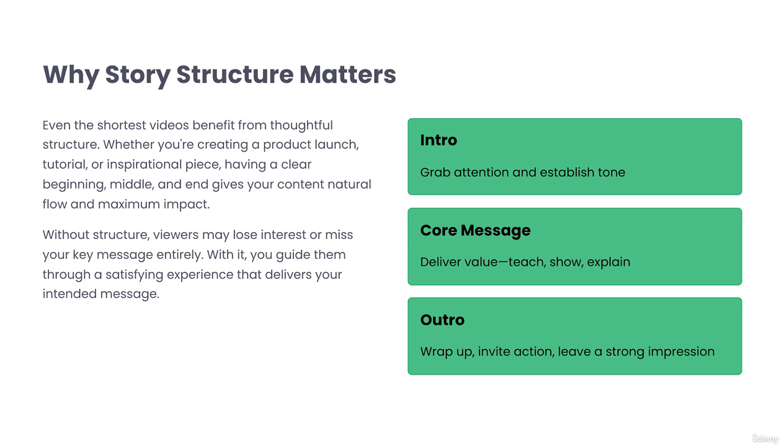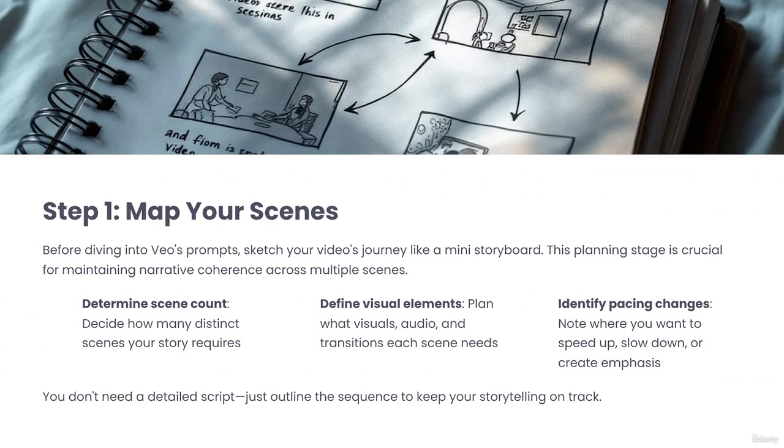Step 1. Map your scenes. Before prompting, sketch out your scenes like a mini storyboard. Decide how many scenes you'll need, what visual or audio elements each scene requires, and where you want transitions or changes in pace. You don't need to write a full script, just outline the sequence.